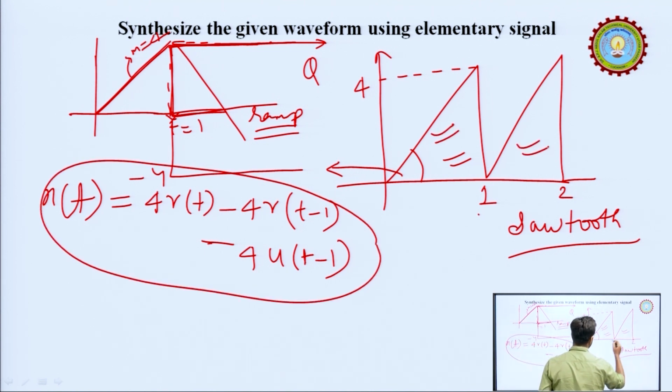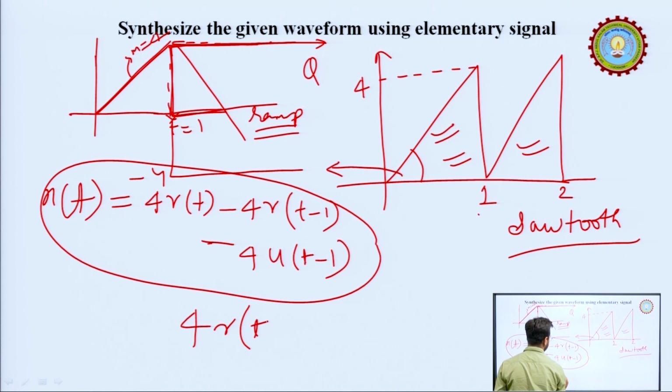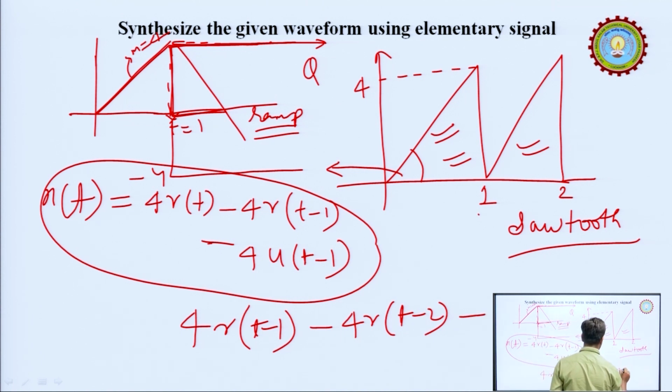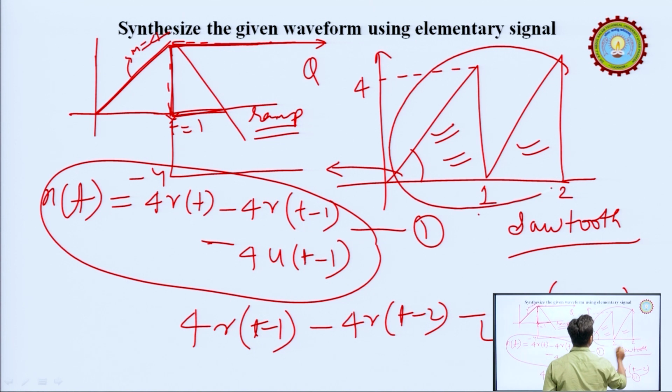Similarly, if you want to write the next one, the signal is the same, we just have to time shift. We are required to shift it by 1. So we will write 4 r(t minus 1), again minus 4 r(t minus 2), just shifting by 1 second or 1 unit of time, and minus 4 u(t minus 2). So if we add 1 and 2, you will get this waveform.